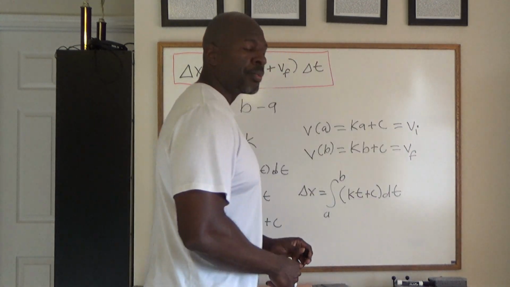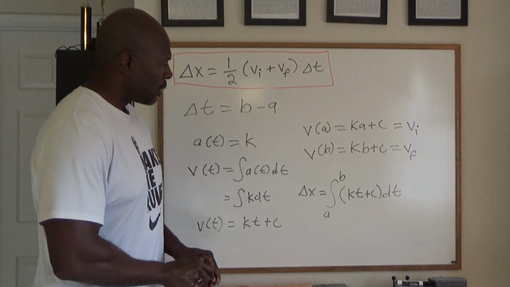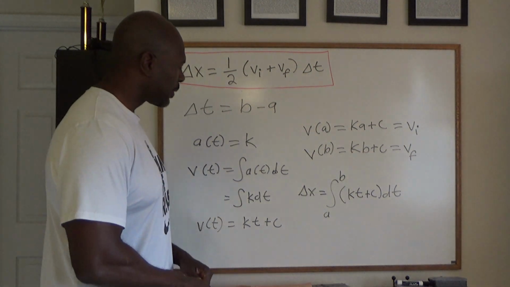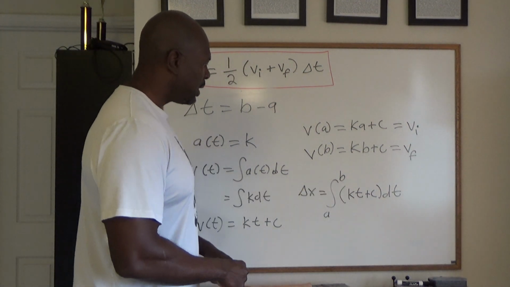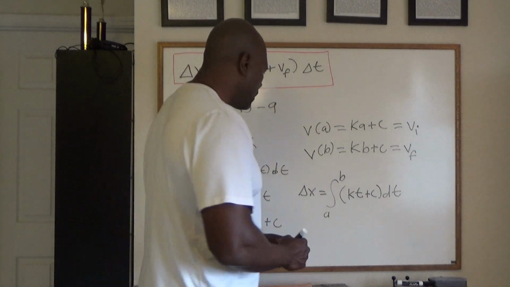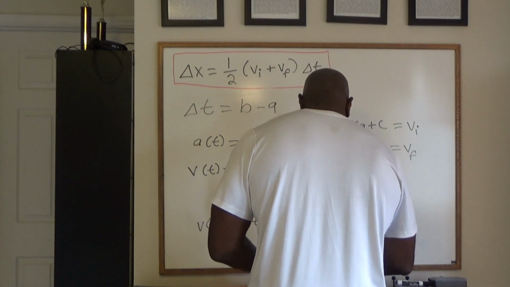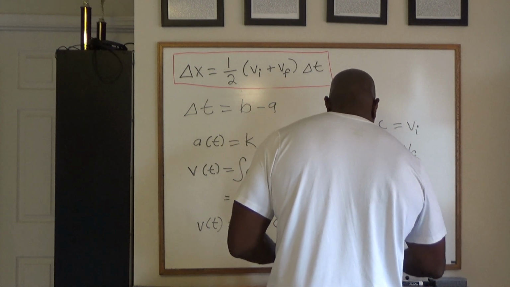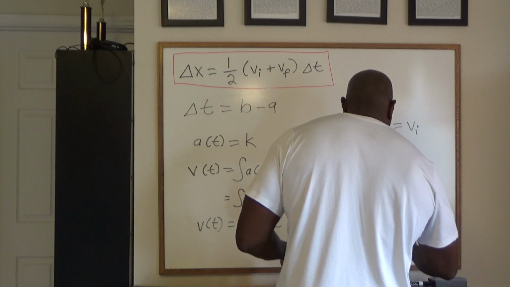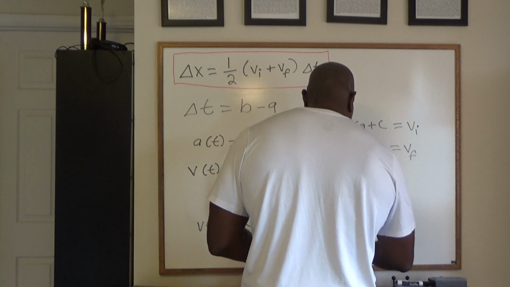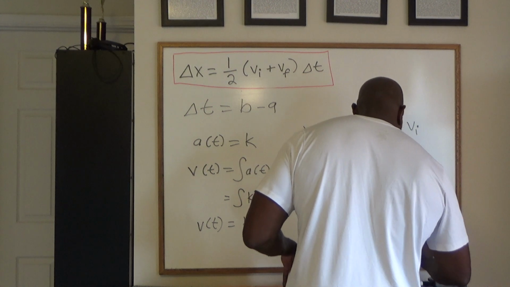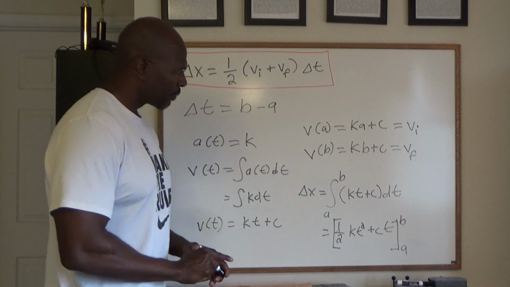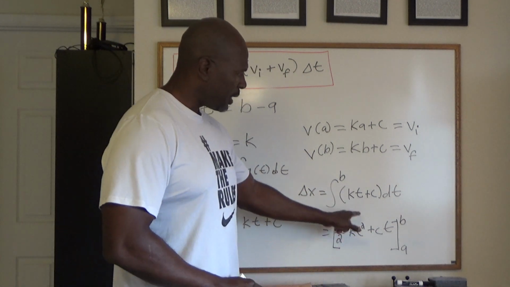And we integrate with respect to time. So the solution of this is going to represent the displacement. Okay, so if we integrate kt, we're going to get 1/2 kt squared plus ct, to be evaluated between A and B. So the integral of kt is 1/2 kt squared.